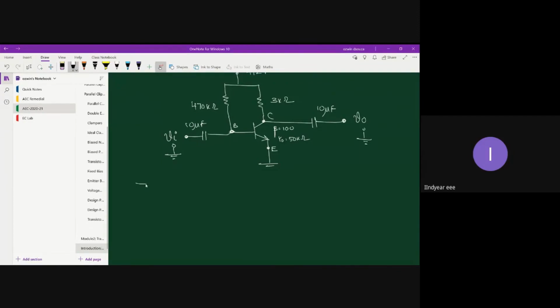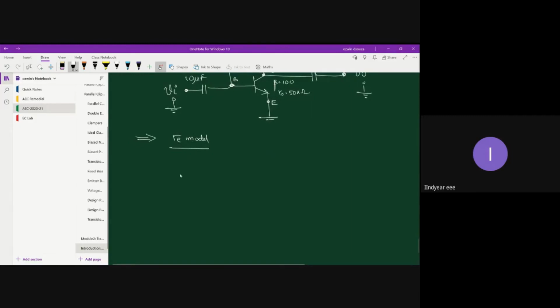First we need to construct the re model. Remember one thing, this particular question can be asked with emitter bias or voltage divider bias, but the method remains the same. Normally this question comes for 8 to 10 marks. First you have to construct the re model, which will get about 2 marks.